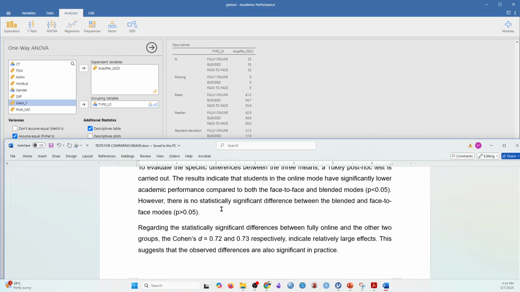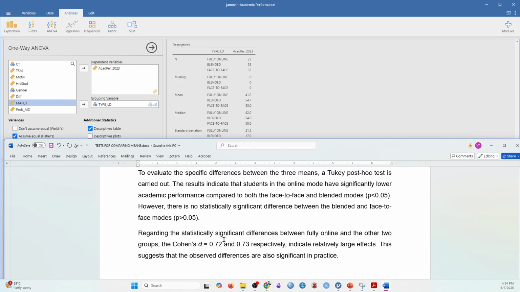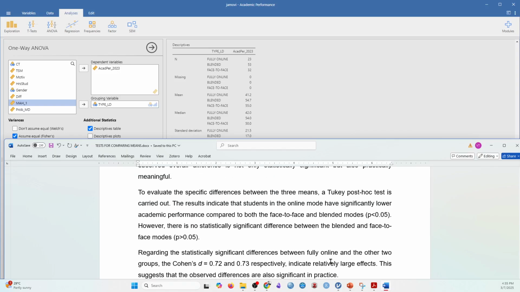And we also can actually look at the effect size for the post-hoc test. And we found that Cohen's d is equal to 0.72 and 0.73 respectively, which indicate relatively large effects. This suggests that the observed differences are also significant in practice. And that's what we can conclude here in that case.